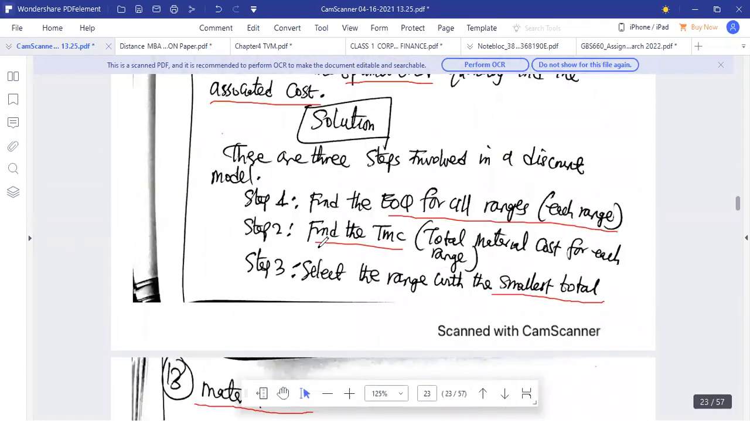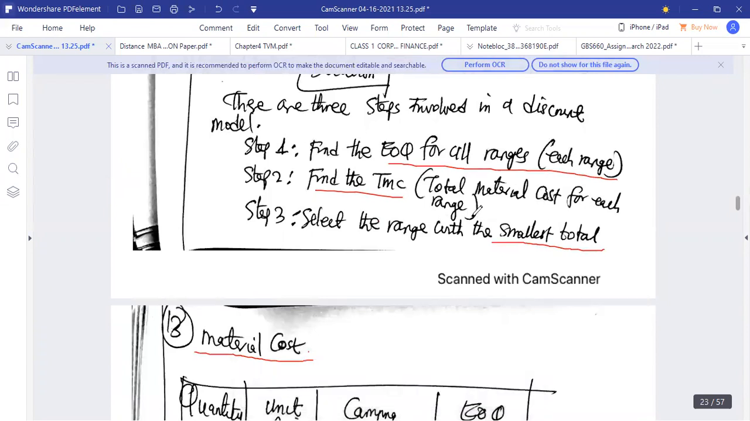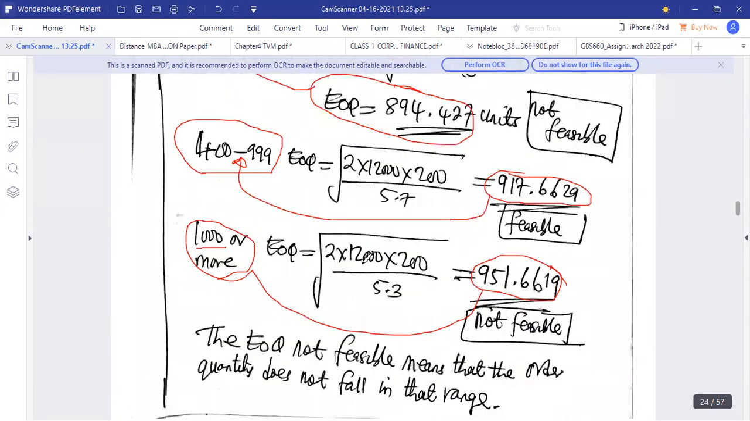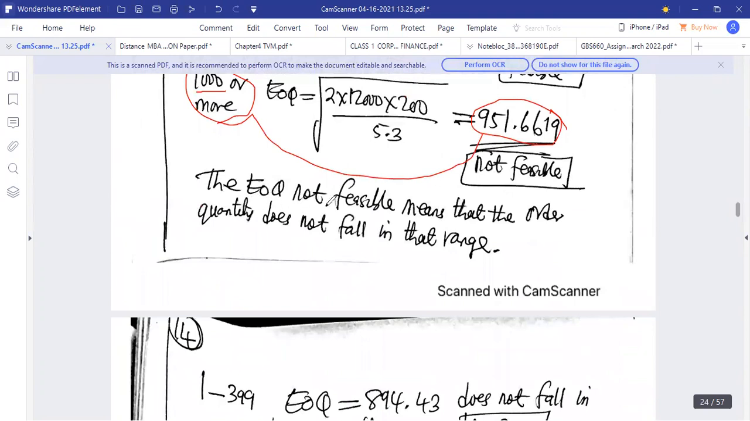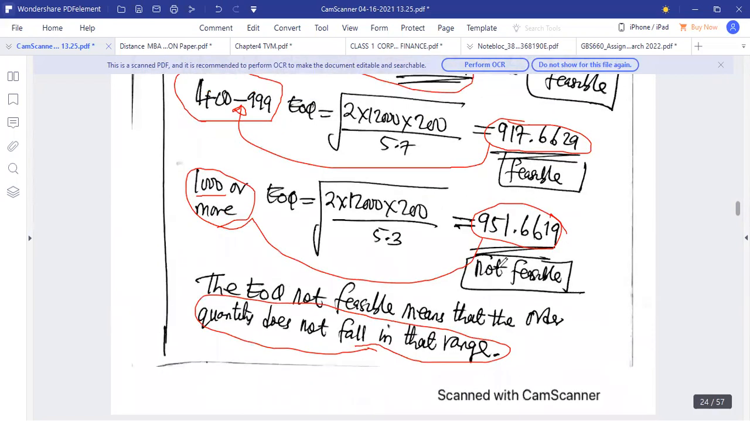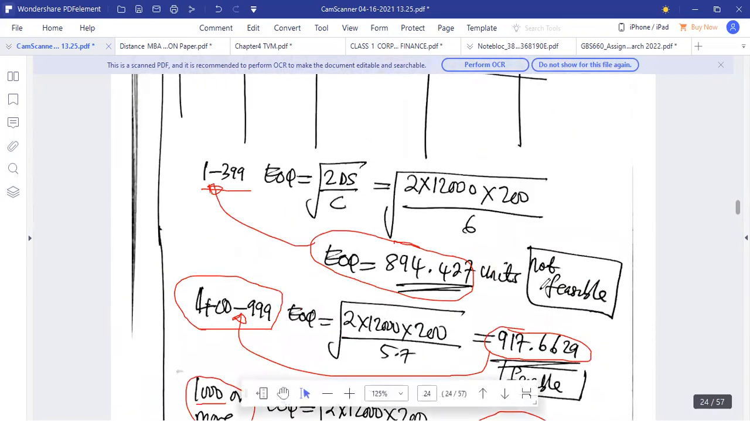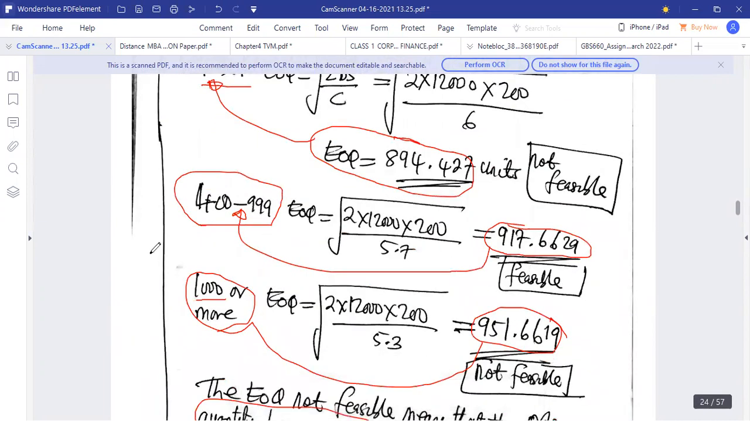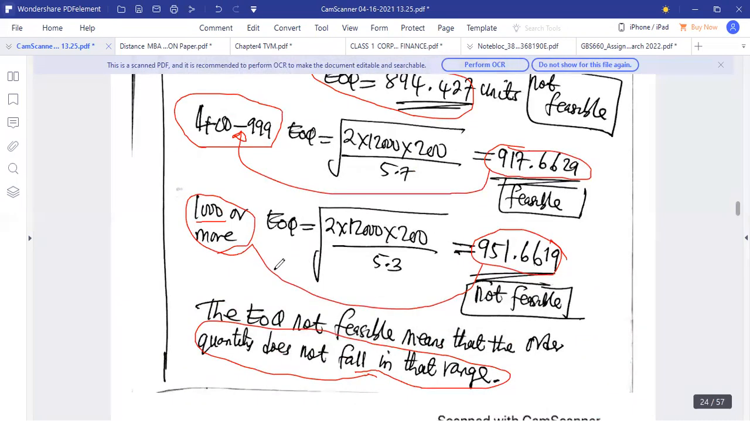The second step, we're going to find the total material cost for each range. So we come here. EOQ not feasible means that the order quantity does not fall in that range. So whatever you find, you check if it's feasible. The first one is not feasible because it's actually beyond the range. The other one is feasible because the 917 is within this interval. Then the other one is not feasible because we should order 1,000 or more.